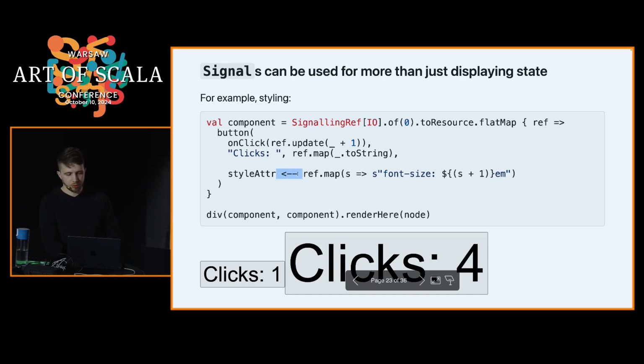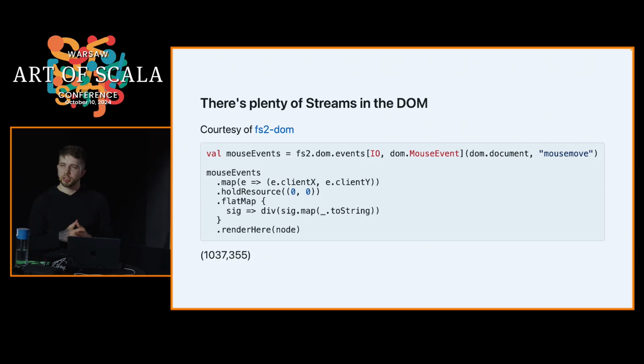And we have this magical operator here. That's something you have to use when you want a signal to target an attribute on a button. This is called style utter to disambiguate from the style tag in HTML. But that's just one of the exceptions. Okay, and streams and resources, there's plenty of that in the DOM. Calico builds on FS2 DOM, which is a thin functional layer on top of Scala.js DOM, the document object model. So this will wrap some browser things, basically.